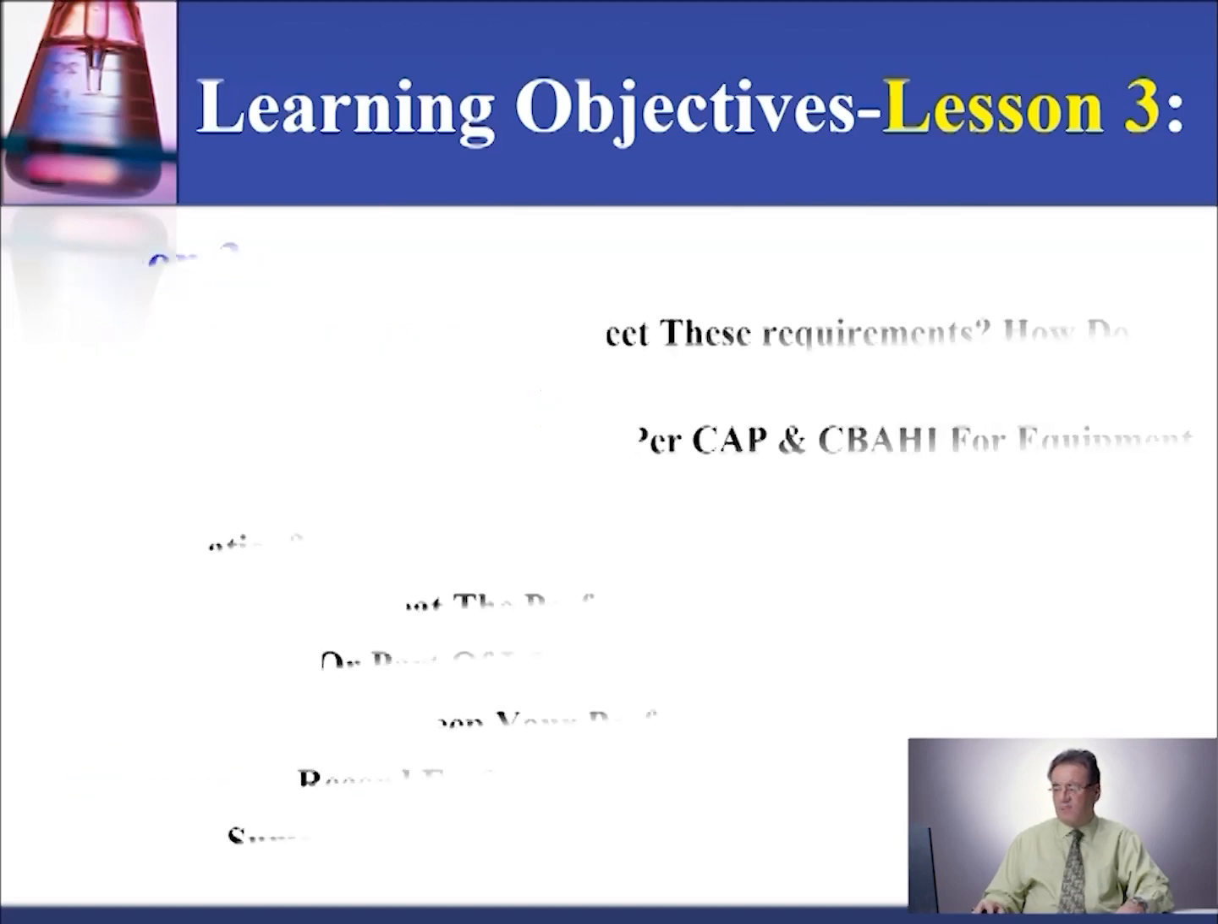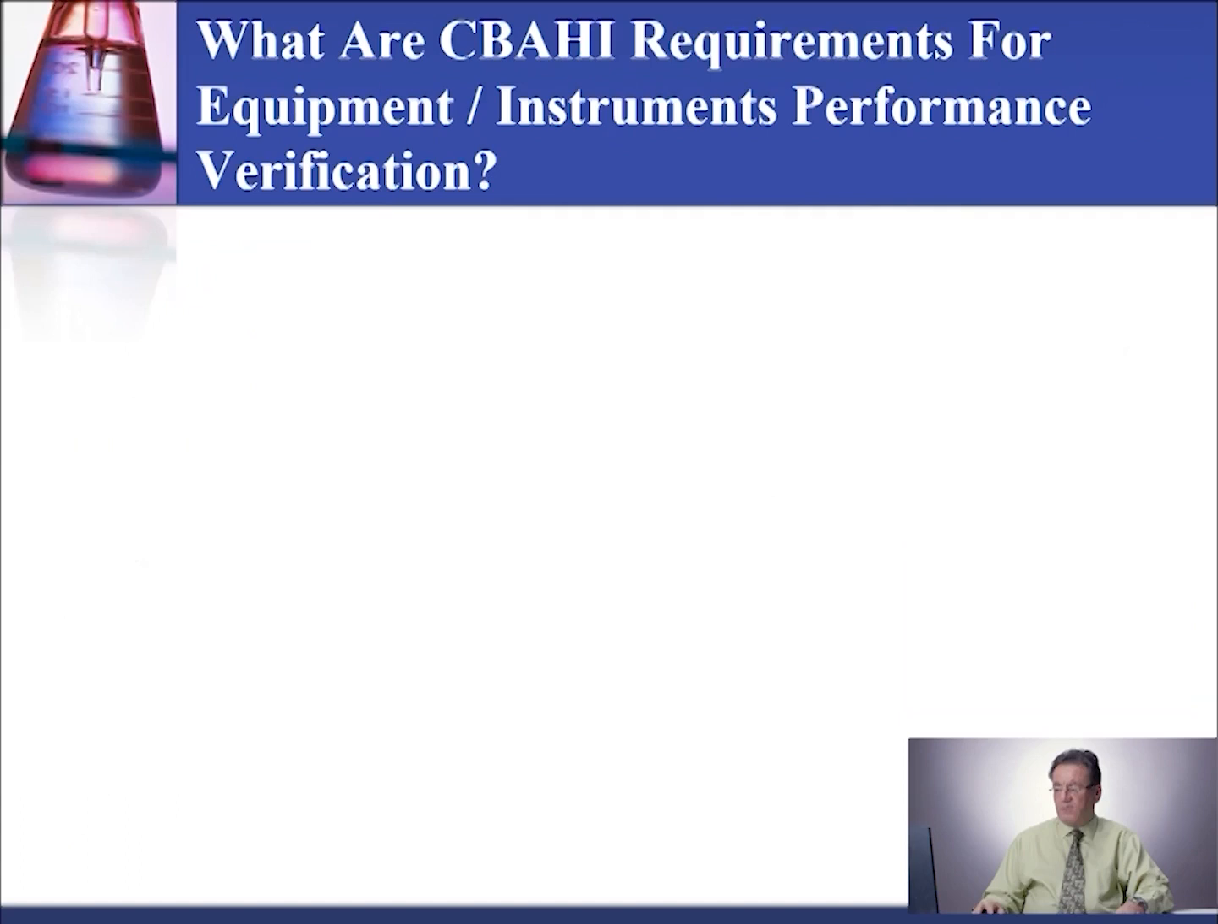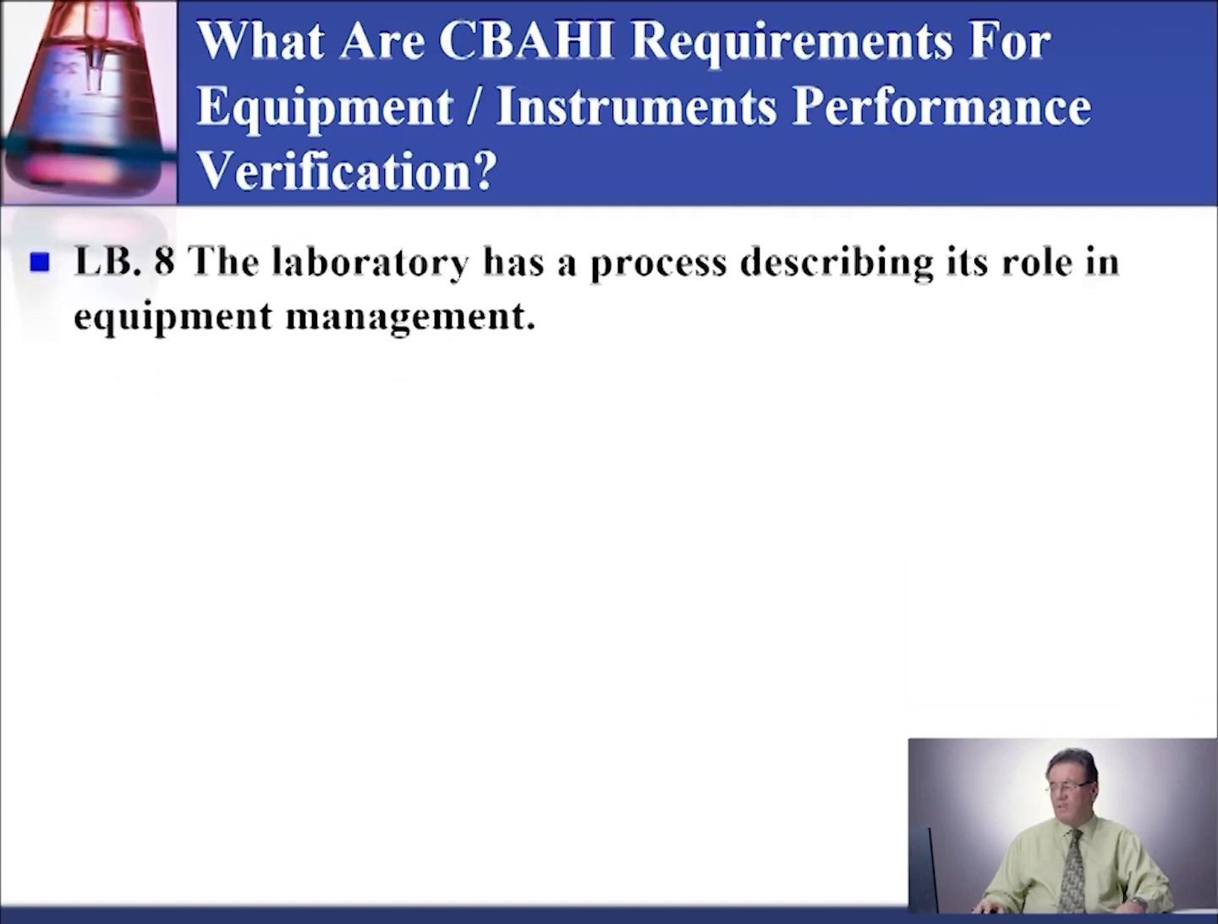How do you meet these requirements and how do you perform them? And a lesson summary. In lesson 3, today's lesson, and it's the last lesson on this subject, we'll continue with how you meet these requirements and how you perform them. And what are the acceptance criteria for CAB and CBAHI for equipment instrument performance verification. When do you repeat the performance qualification or part of it? How long do you keep your performance verification record for? And a subject summary. So let's start with lesson 3.